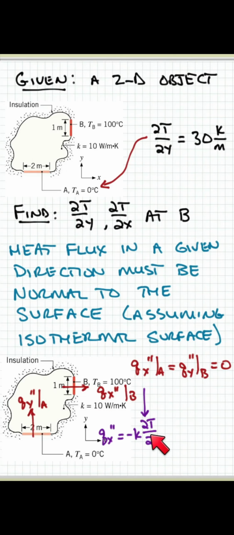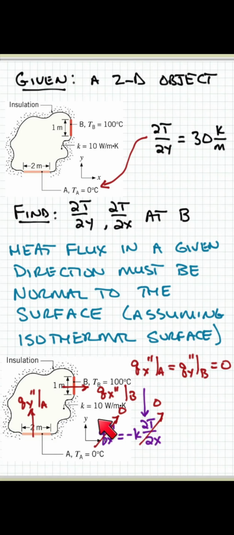Therefore, by Fourier's law, we know that the x component of heat flow is related to thermal conductivity times the temperature gradient with respect to x at surface A. Since we say there's no heat flow going through the surface, the x component of heat flow through the surface is 0. Therefore, the temperature gradient in the x direction has to be 0.